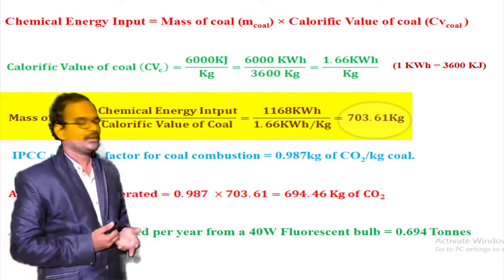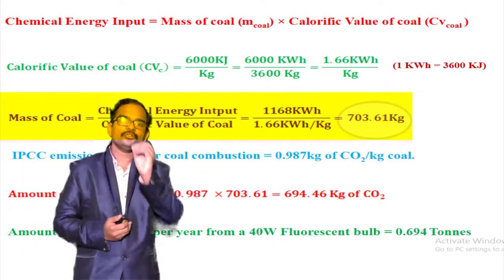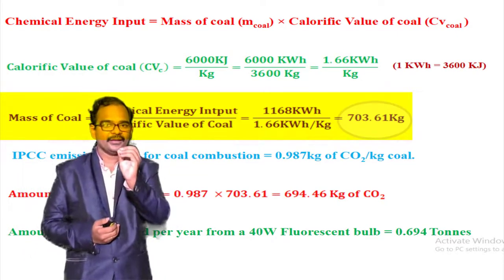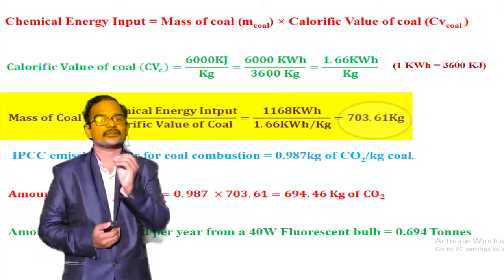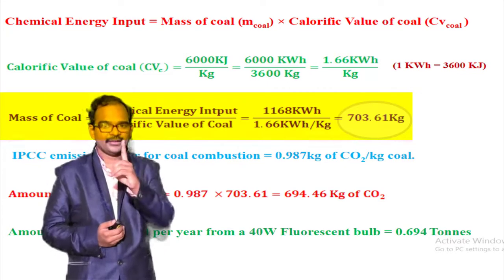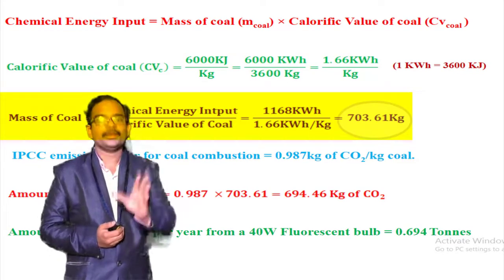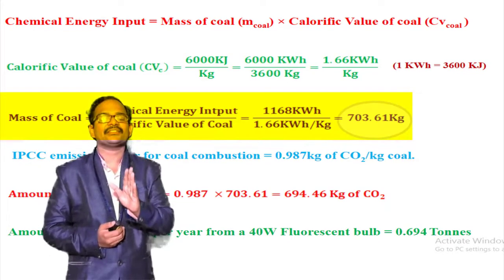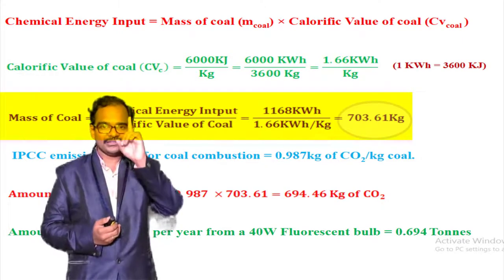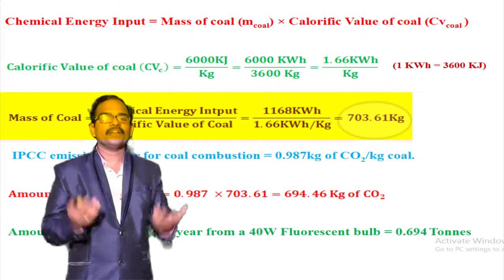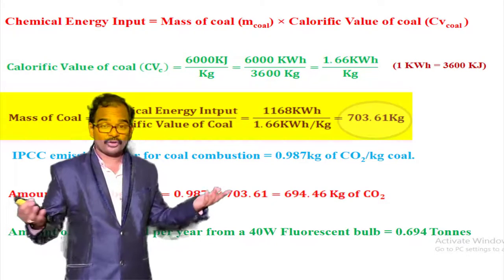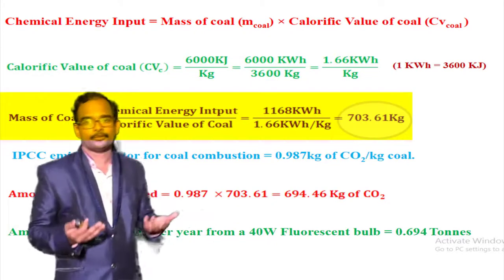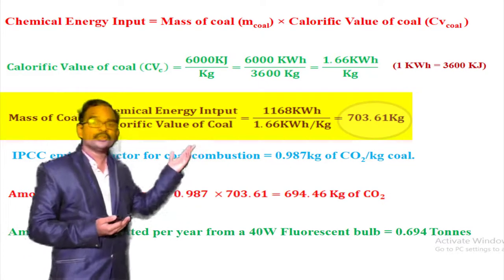What is the meaning of it? To power a 40 watt tube light, you require 703 kgs of coal a year. In 1 year, you are approximately consuming 700 kgs of coal for powering one single tube light. How many tube lights are in your home? How many fans in your home? How many ACs, washing machines, and geysers in your home? Imagine now how we are polluting the atmosphere.